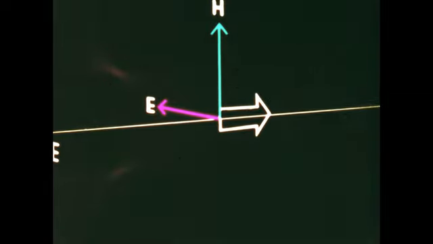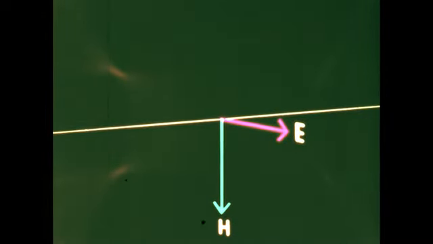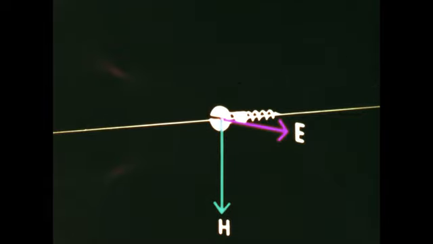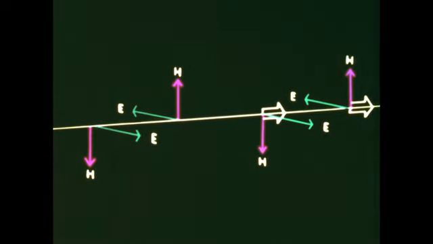In the next half cycle, the E and H vectors reverse. Applying Poynting's rule again, we see that the direction of propagation is unchanged. Although we have considered only peak vectors, any vector pair would give the same direction of propagation.